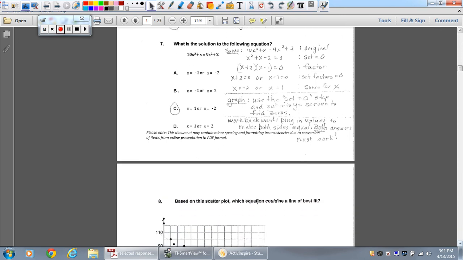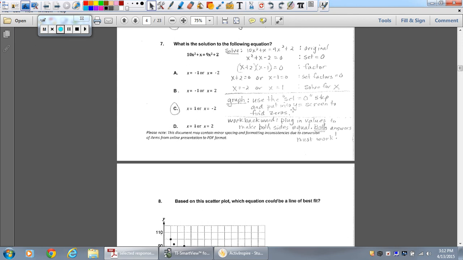Number 7, or it's the solution. Several ways you could do that. I just did pure math by solving. It's a quadratic, so you always want to set it equal to 0 first. And then you could factor it. Don't forget the second step of once you factor it, to set each factor equal to 0 and solve. So I can see my two solutions are -2 and 1, which is C.